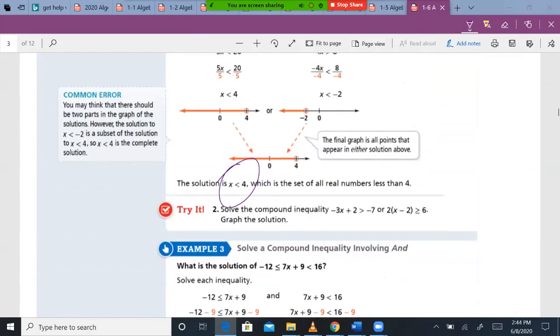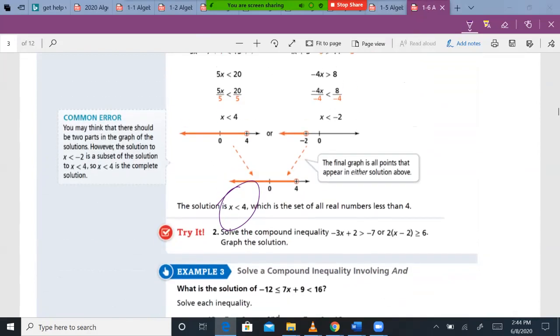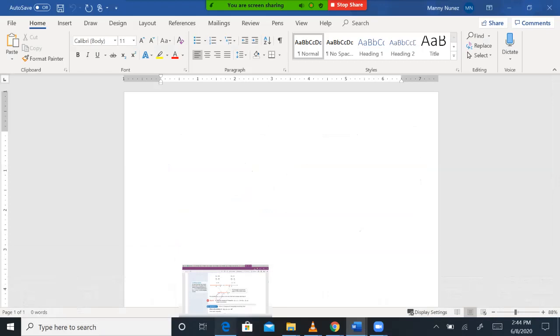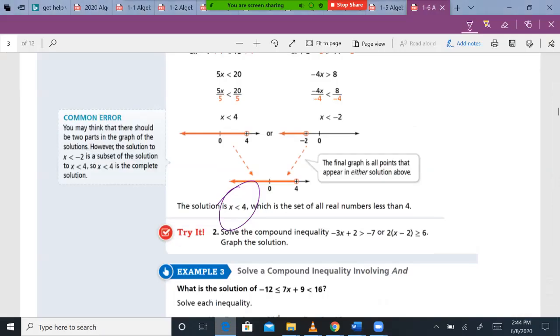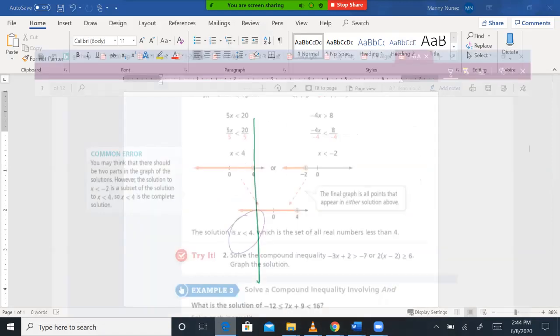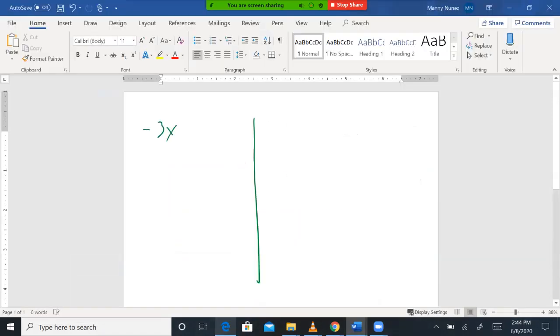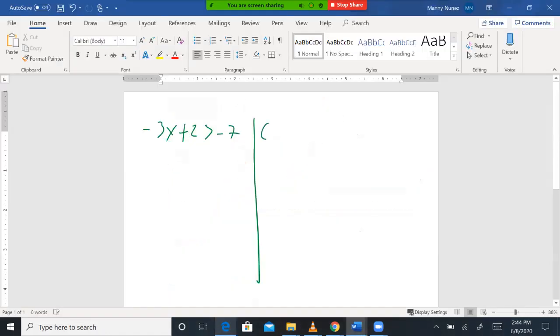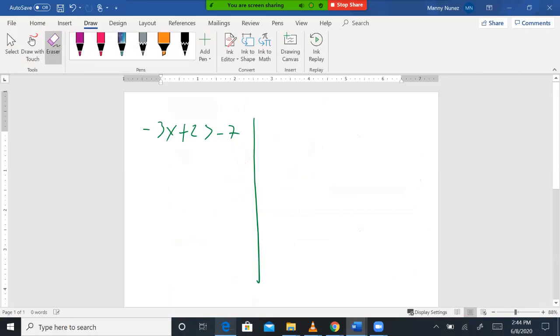Let's work with this one here. Let's try to get x by itself, okay? My hint is this. I'm actually going to pull out a separate sheet of paper, okay? My hint, if you're given 2 inequalities, do them separately. Your goal is to get x by itself separately, okay? So I'm going to draw a line to split the inequalities, and the first inequality I'm going to write is -3x plus 2 greater than -7, and then the other one, 2 times (x minus 2), is going to be greater than or equal to 6.